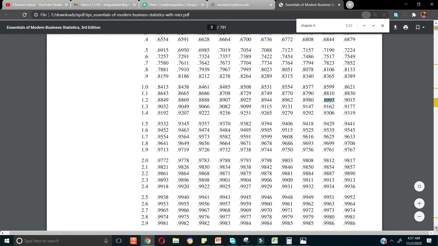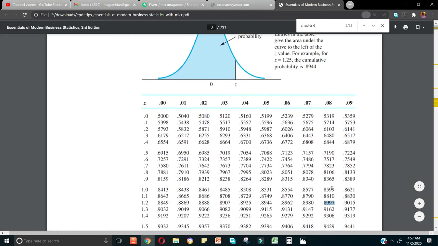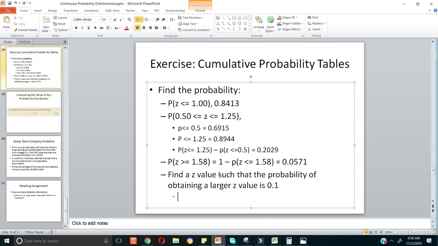So this is the value that gives you a cumulative of 0.9. So the value is going to be 1.28. So if you want to get such that the probability of obtaining a larger value is 0.1, that means the lower probability, the probability of getting a lower value, remember the cumulative probability table actually gives you the probability of less than or equal to. So you're going to have to look at 1 minus that probability that you've been given.